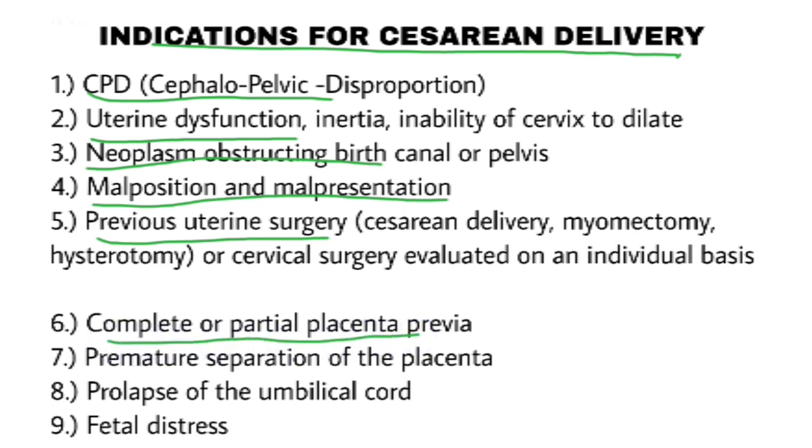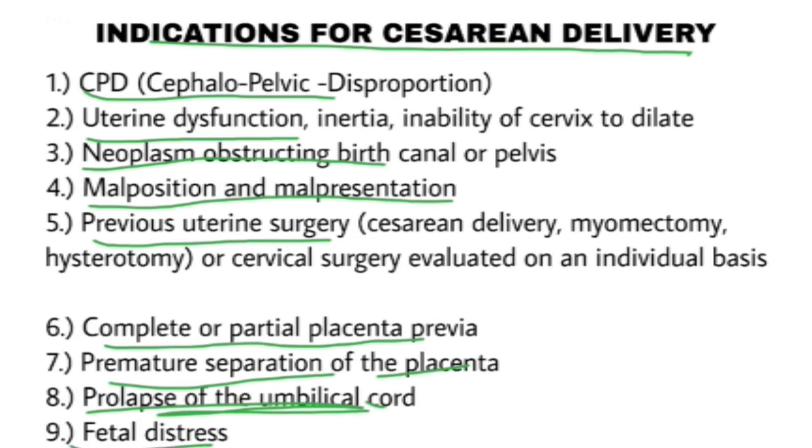Complete or partial placenta previa or placenta abruptio, any condition related to the placenta will affect normal delivery, like premature separation of the placenta, cord prolapse, and fetal distress. Fetal distress means there is pressure on the baby so that the baby can't breathe properly, or there is pressure that is leading to injury to the baby. These are the indications for C-section.